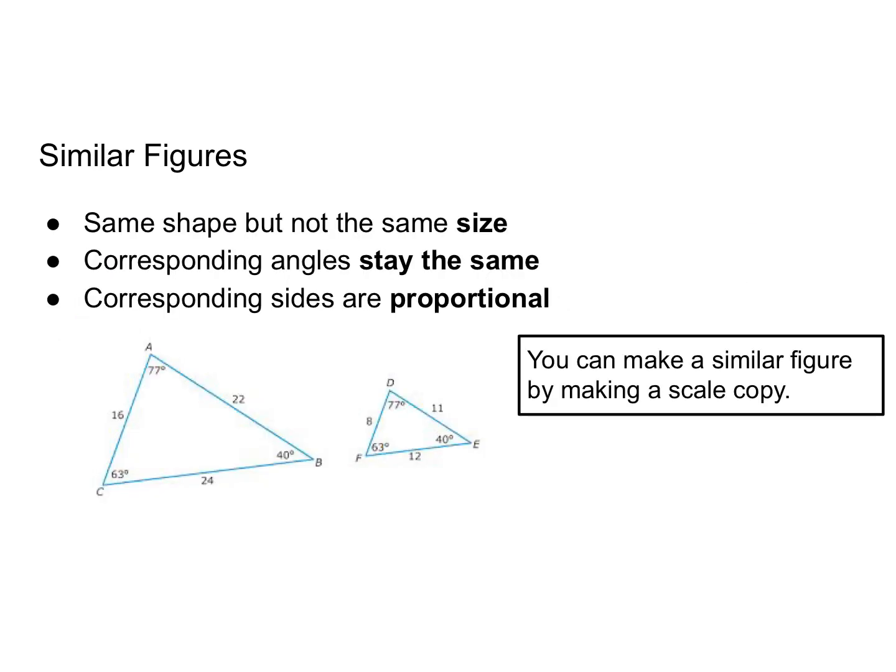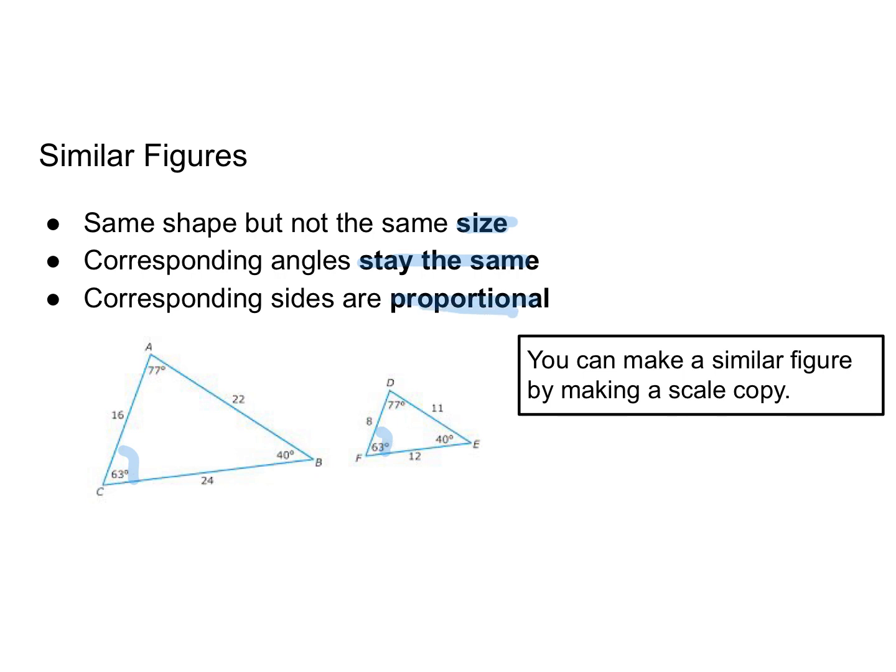Similar figures is a new vocabulary word for us, but it's not a super new concept. So similar figures are the same shape, but they're not the same size. The corresponding angles stay the same. So for example, here, 63 and 63. These angles match up to each other and they stay the same. The corresponding sides are proportional.